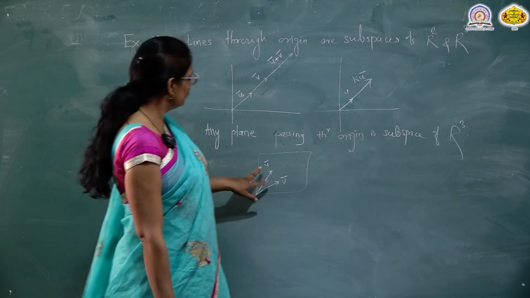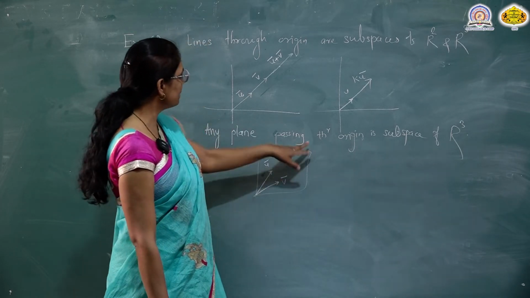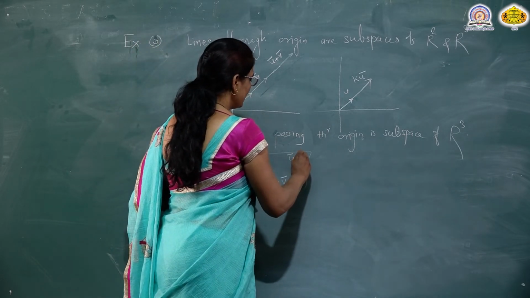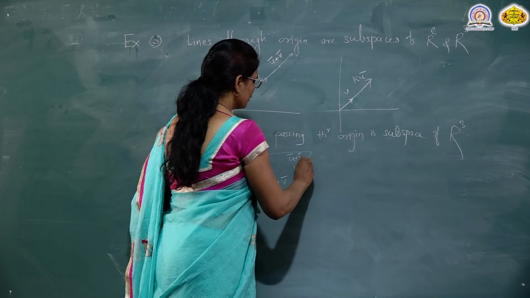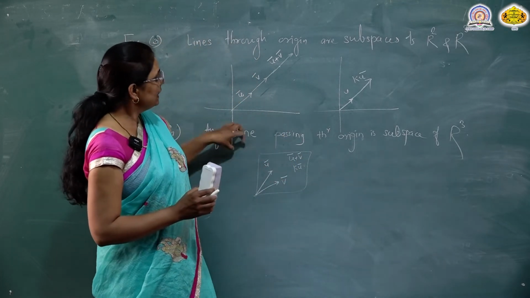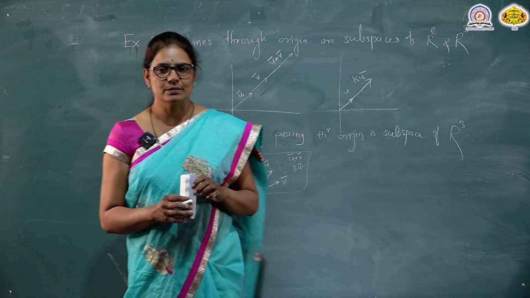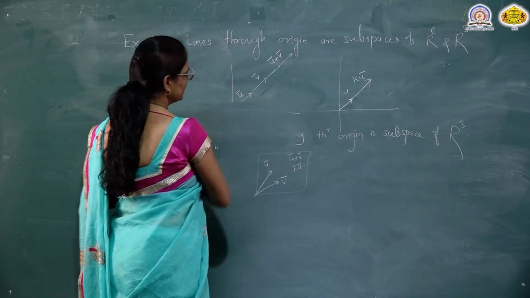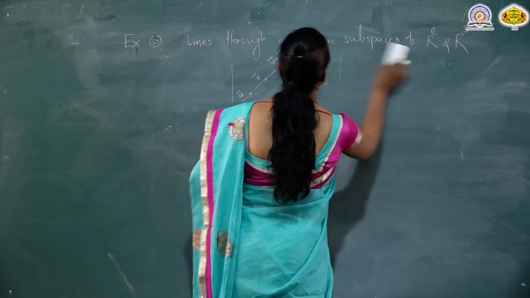That is, if two vectors belong to the plane which is passing through origin, then their addition is again in the same plane, as well as the scalar multiplication also belongs to the same plane, and therefore any plane which is passing through origin is a subspace of R3. So we write some subspaces of R3. We just combine all these results.